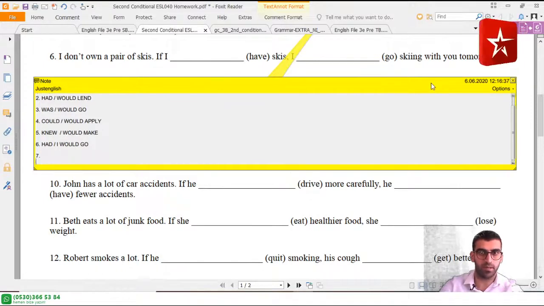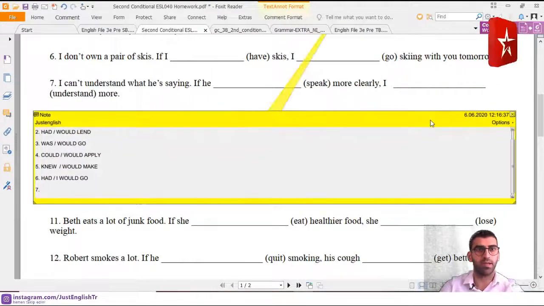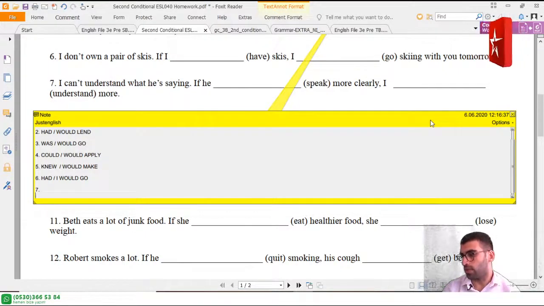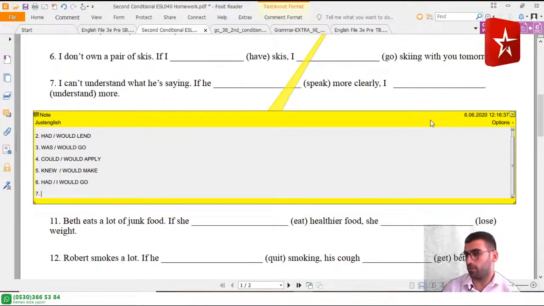And number 7, I can't understand what he's saying. If he blank more clearly, I blank more. Azime says had and would go. Thank you, Azime. Great. And let's answer number 7. What should we write for number 7?